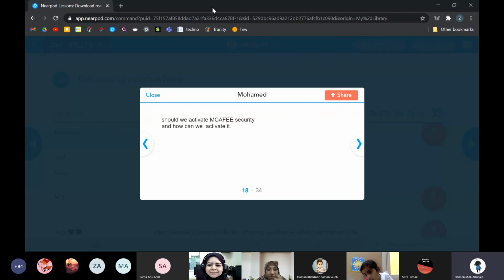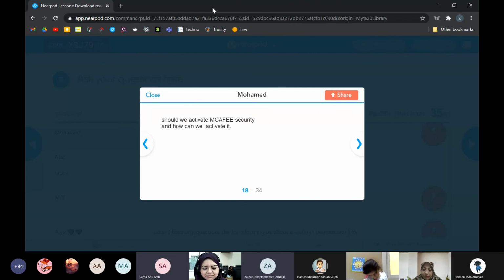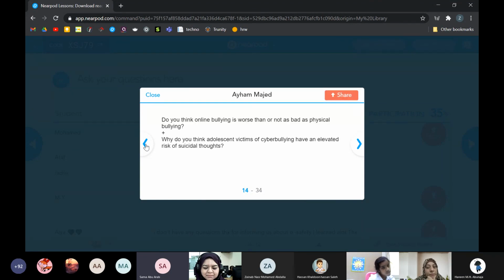Getting back to the question: should we activate McAfee security, and how can we activate it? Actually, you shouldn't go for this kind of VPN or antivirus specifically. There are other options. There's also one built into Windows if you want to try it. If you want to activate it, you should go to the website itself and choose your plan, because it is premium. And always sign up only on authorized websites, not any sketchy website. Give your information to an authorized website. Always remember.